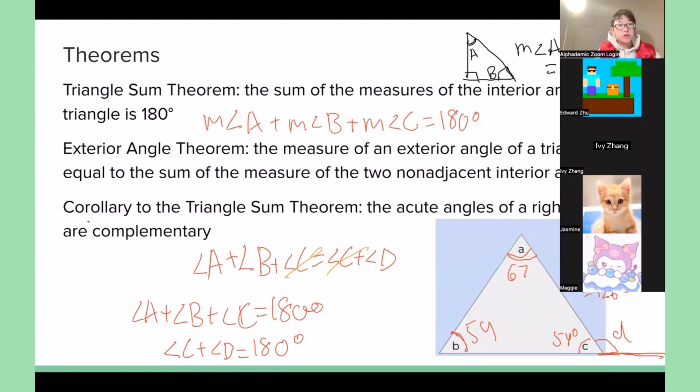Does anyone have any questions on any of these theorems?